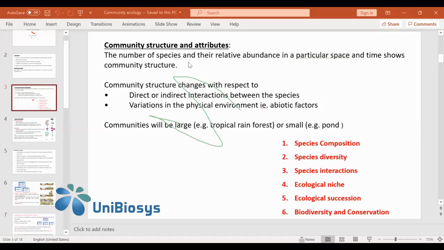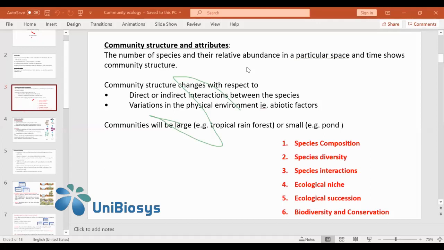So community structure changes with respect to the interactions between the different species, isn't it? These species are always interacting with each other, in a direct or indirect manner. Sometimes they will predate on others, sometimes they will compete for many things, for food or water or space and all. So that causes changes in the community always.